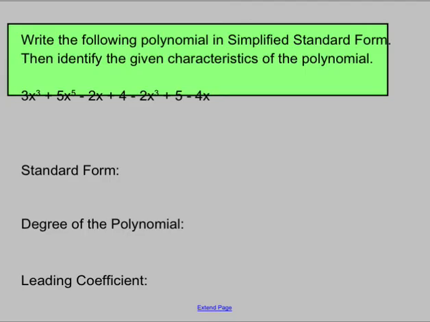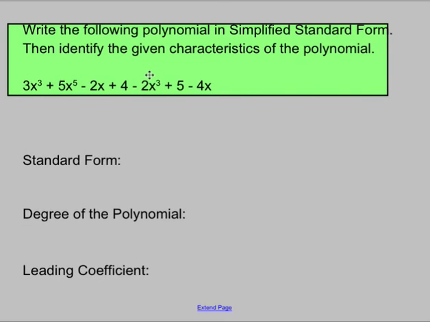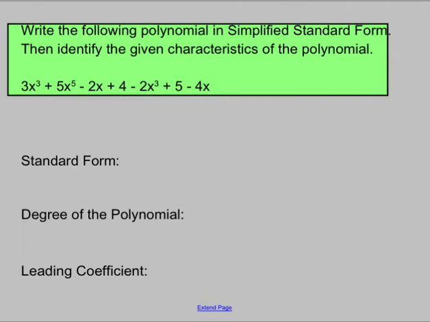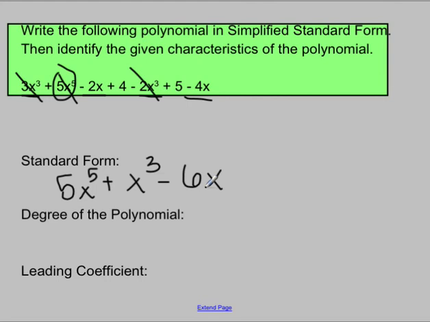For number 3, we're going to put this in simplified standard form. To put it in standard form, I need to combine my like terms. I'm going to take 3x cubed minus 2x cubed. Well, that's just going to give me x cubed. But I notice now that I have this 5x to the 5th. That's the largest exponent, so that needs to come first. So 5x to the 5th, then 3x cubed minus 2x cubed. My next highest exponent is negative 2x minus 4x. When you add negative numbers, they get more and more negative. Again, I'm not changing my x. I'm just adding my coefficients, keeping those exponents the same. Then I have 4 plus 5 is 9. Okay, so that's your standard form.